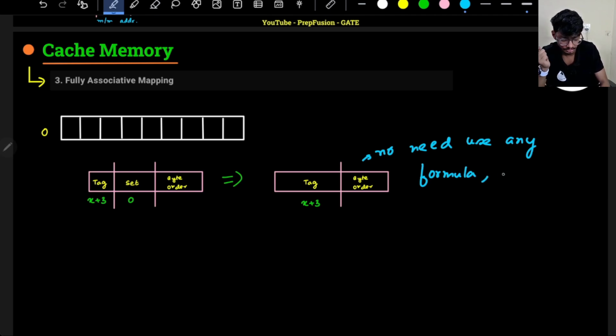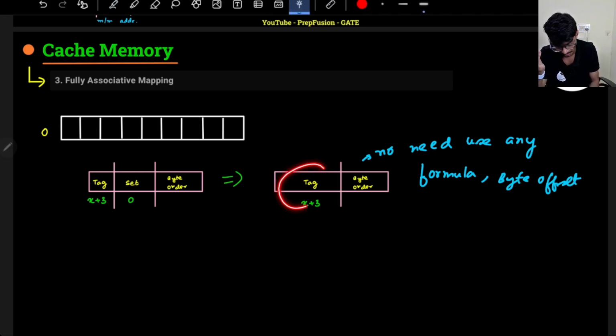Just directly calculate the byte offset, and from the byte offset, you subtract from the main memory address bits and you will get the number of tag bits. Of course, as the tag bits increase, the tag data size will keep on increasing.